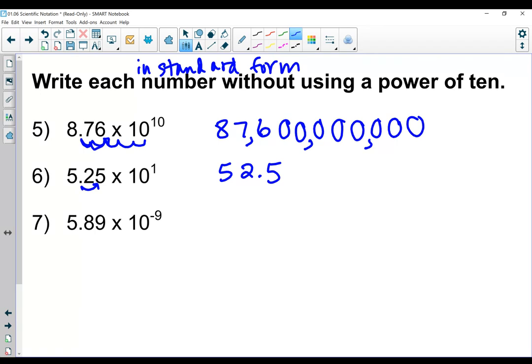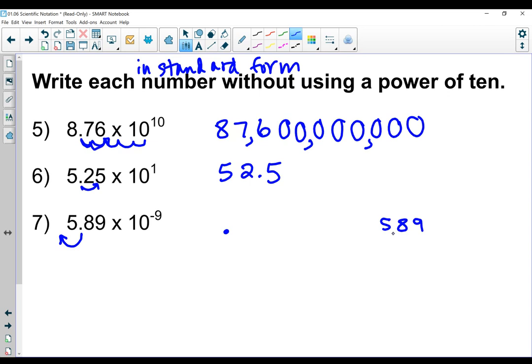The last one, I have a negative exponent. So all of these numbers we worked with so far are big numbers. And so we have really big powers. When I have a power like -9, when I have a negative exponent, I have a really small number. So I need to move the decimal in the opposite direction. So this time my decimal is going to go this way. And I'm going to have to fill in zeros between my decimal and my 589.